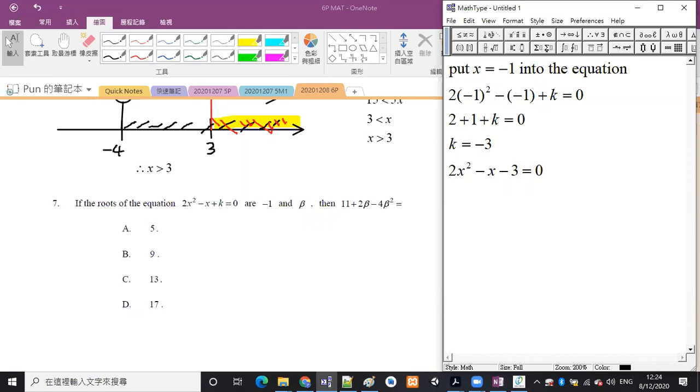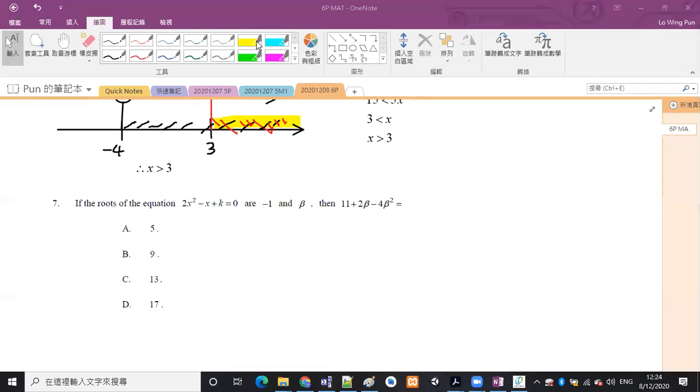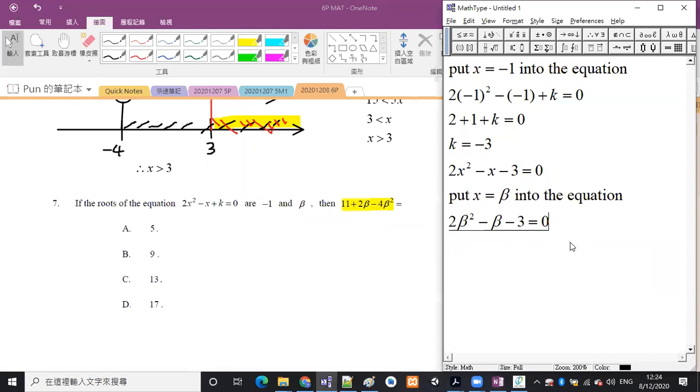Okay? And because the other root of the equation is beta, we can also put x equals beta into the equation. Then we will get 2 beta square minus beta minus 3 is equal to 0. Okay, here we have to build the expression ourselves. What do we want to build? We want to build the form in the question. So how do we build it? Watch.